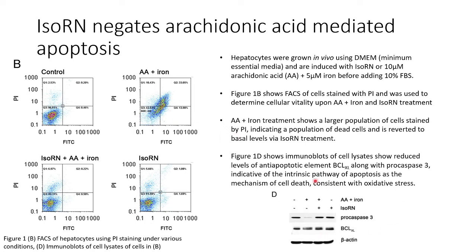We also see from the Western blots that we have uncovered the pathway of cell death, which would be via apoptosis, as we can see a decrease in procaspase 3 as well as BCL-XL, indicative of the intrinsic pathway of apoptosis.